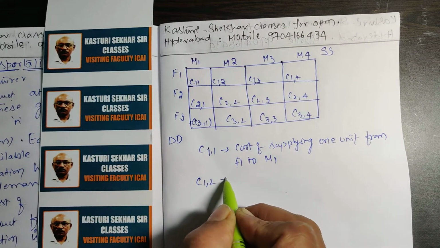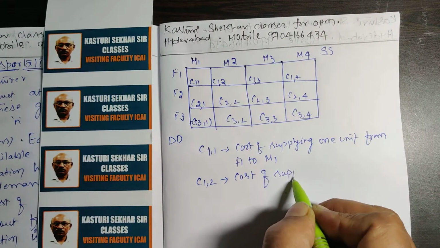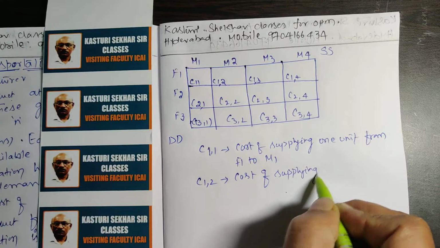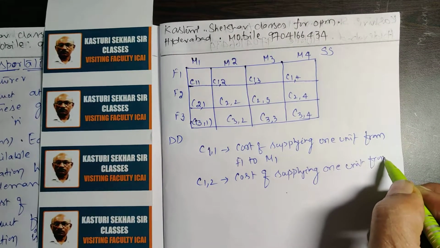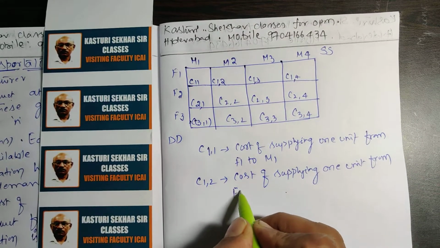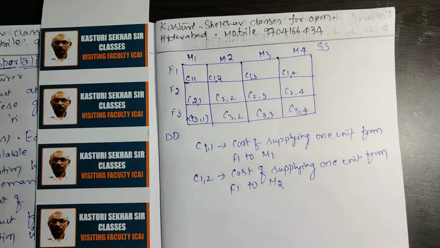C12 stands for what? Cost of supplying 1 unit from factory 1 to market 2. This way you can interpret the values for the others.